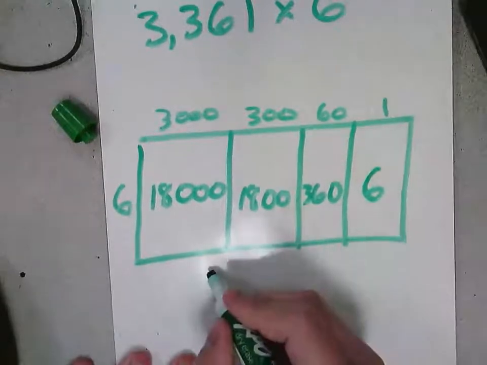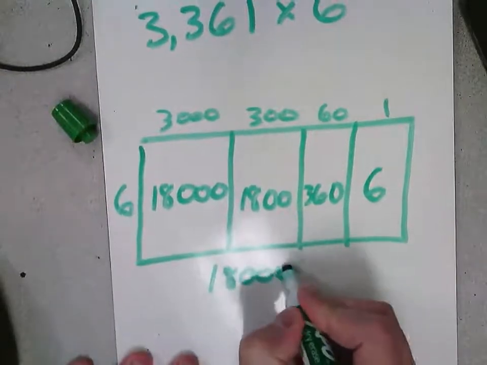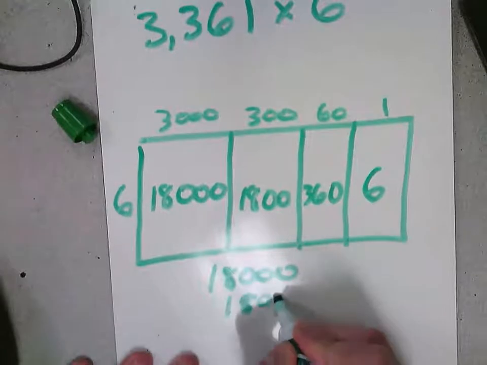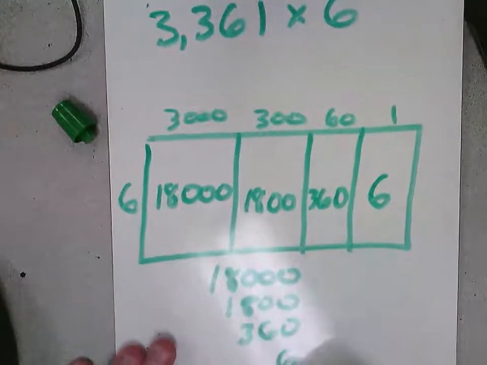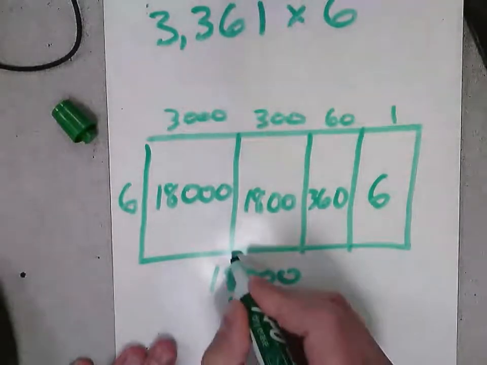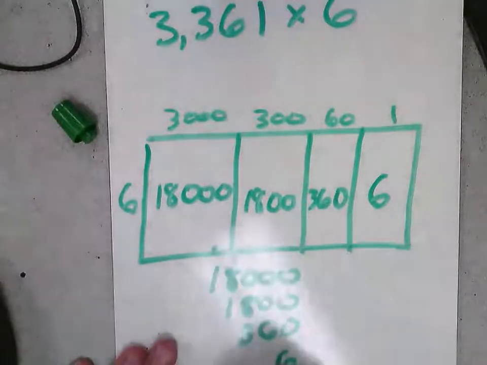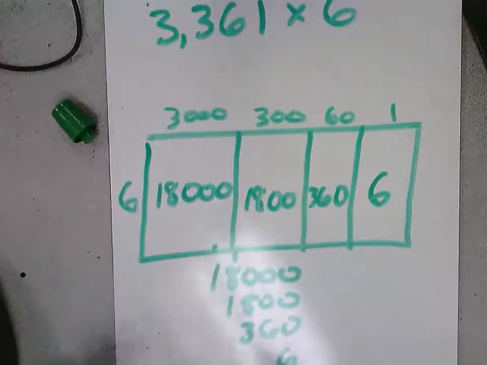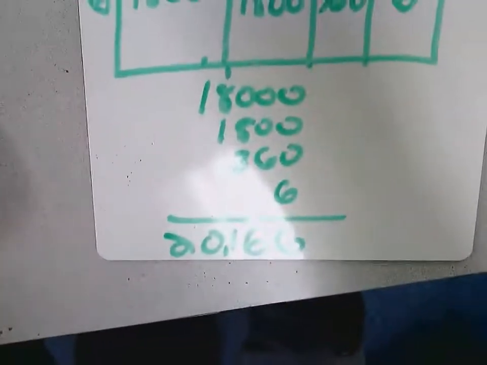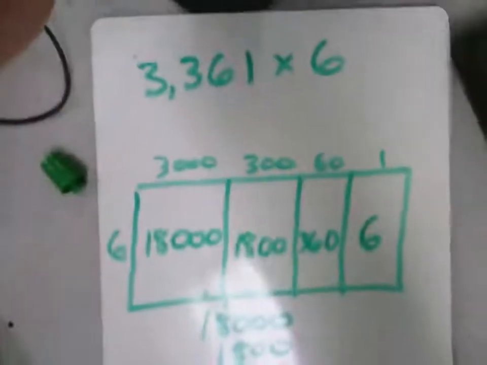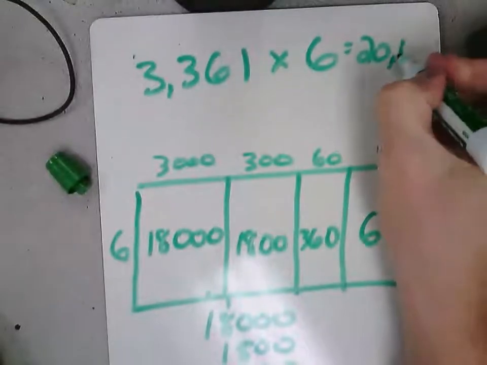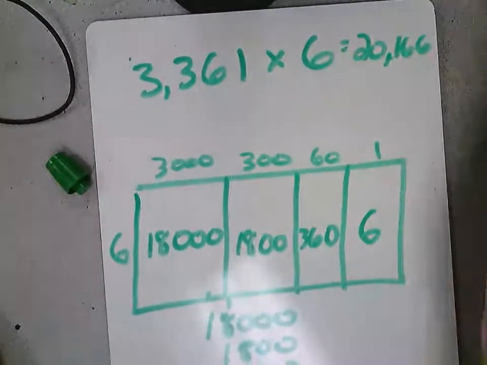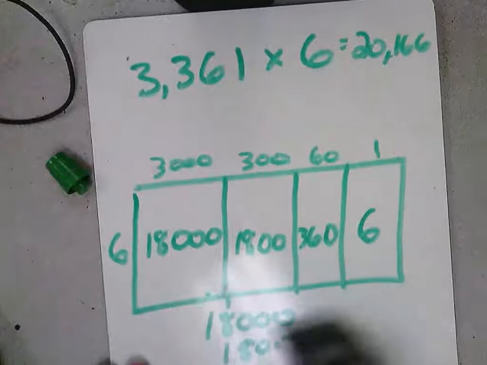Now we add these up. We have 18,000, 1,800, 360, and 6. So we have 6, 6, 8 and 3 is 11, 9, 10, giving us 20,166. So let's put our answer up here and check it using the standard algorithm, okay? Let's take a look at this.